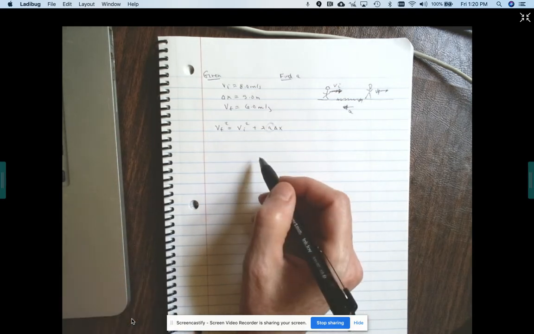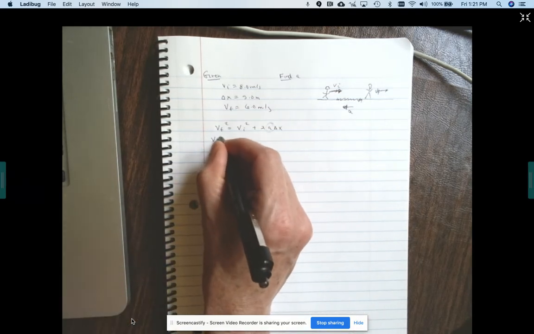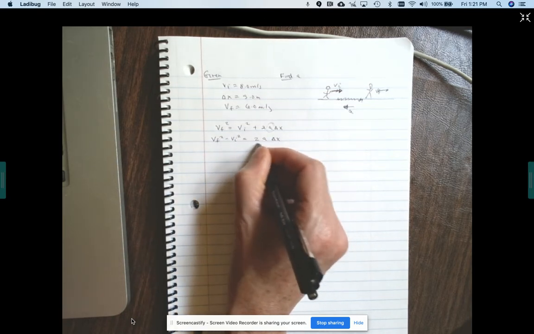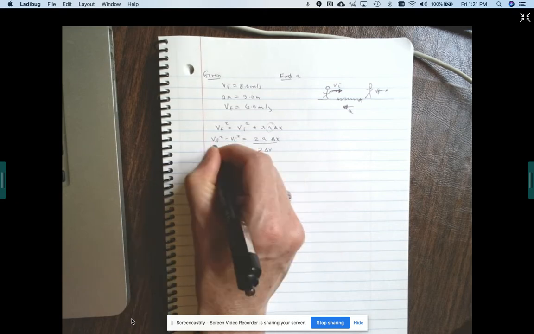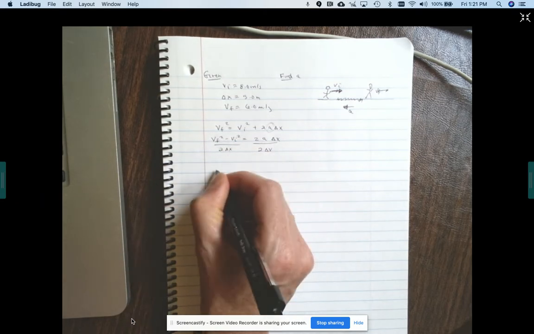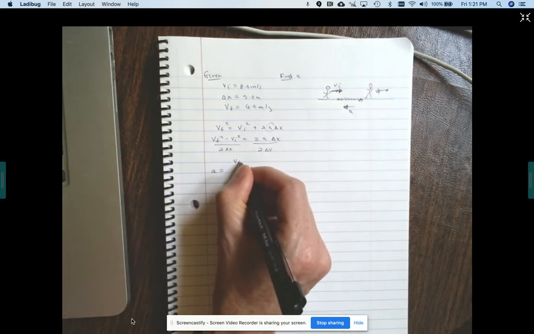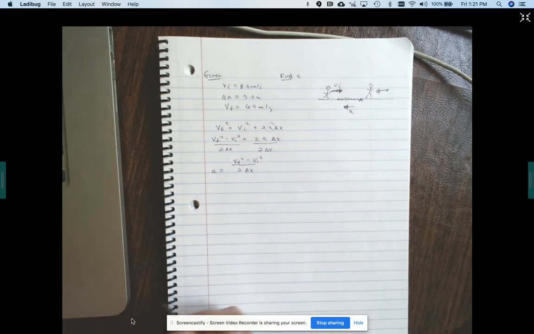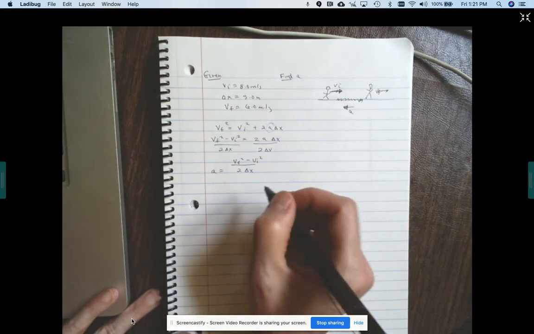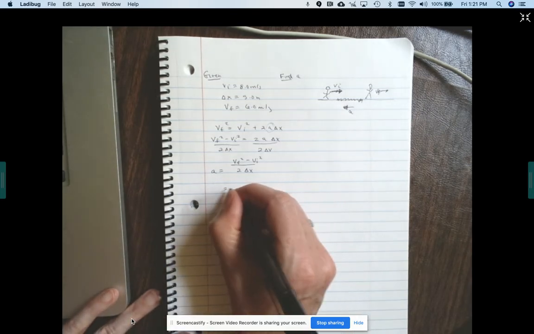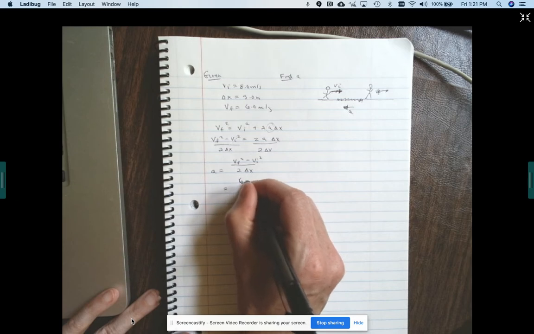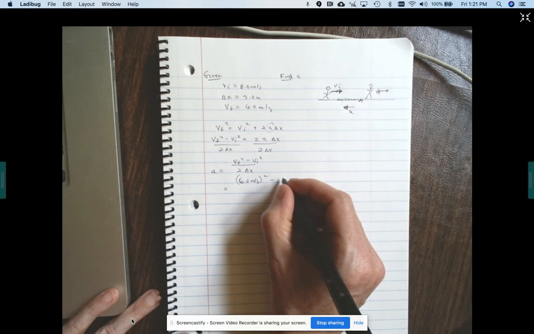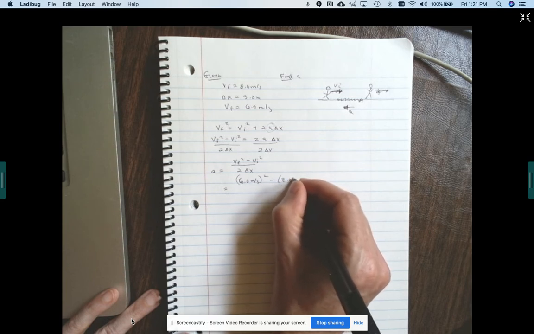So let's do our algebra first. We have V final squared minus V initial squared on the left side is 2a delta x, and I'm going to divide by 2 delta x. So I get my acceleration is V final squared minus V initial squared over 2 delta x. And now I can plug in my numbers. So I have V final is 6 meters per second. My initial velocity is 8 meters per second.